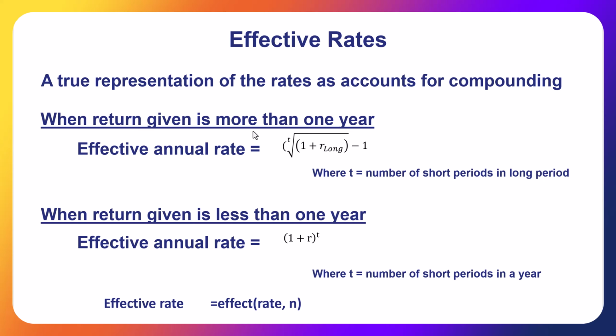And if we have returns that represent more than a year, we have a special formula for that. And there's also one if it's for less than a year, where T here represents the short periods in a year, so it'd be the part of a year, if you will. We could also use Excel, equals EFFECT, then put in a rate, whatever that rate might be, and then N being the time frame. This would be a time value adjusted return for a certain period of time.